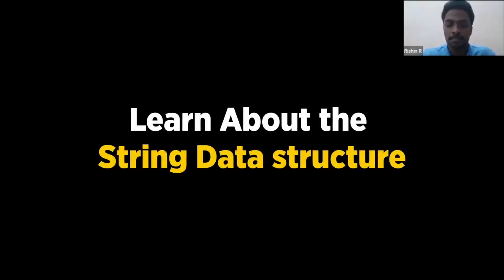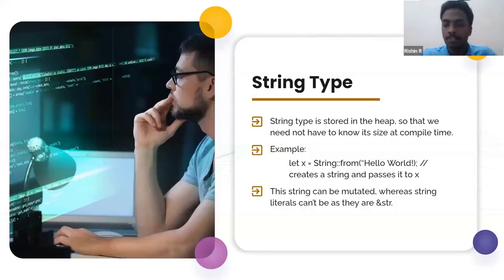String data structure. A string is basically a set of characters, or an array of characters. A string is basically any kind of word that you represent in the English language. The string type is stored in the heap because we may not know its size at compile time. Okay, and how do we create a string?